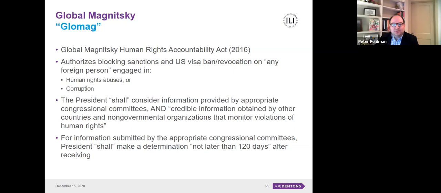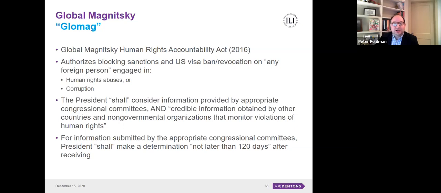Unlike some of these other sanctions programs as well, GLOMAG gives a statutory voice to NGOs. This is a really unique feature of GLOMAG. It also gives a special statutory voice to certain congressional committees, the Senate Banking Committee and Foreign Relations Committee, and its counterparts in the House Financial Services and House Foreign Affairs Committees. And it provides a special statutory mechanism for NGOs and for those two committees to provide information to the executive branch, to the administration, about people and entities that may be worthy of being sanctioned or may be eligible to be sanctioned under the GLOMAG authority.